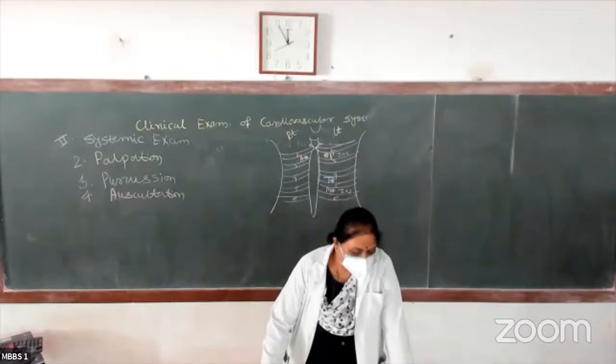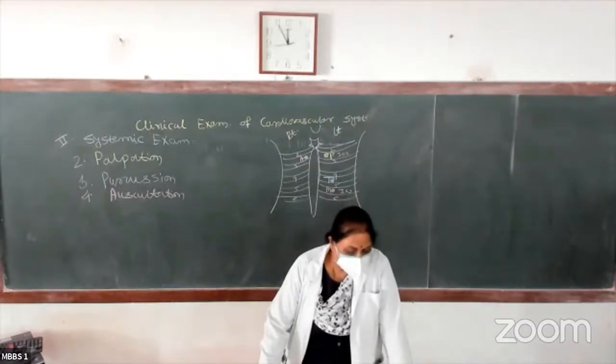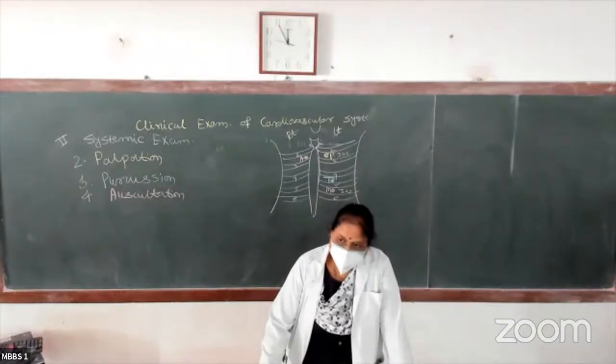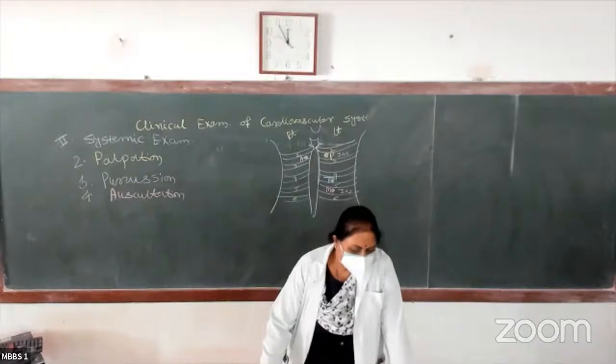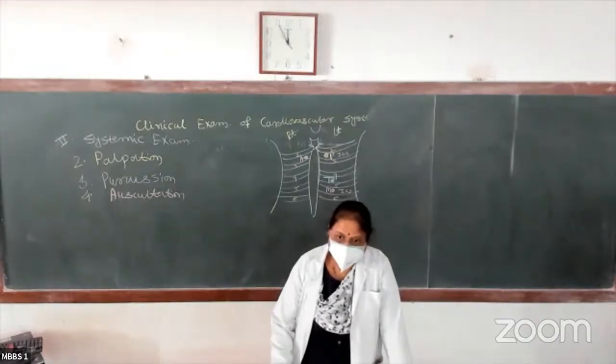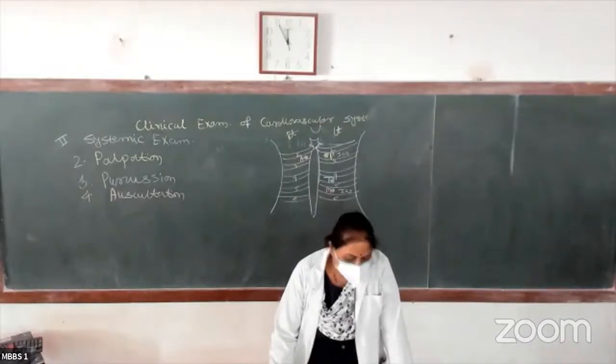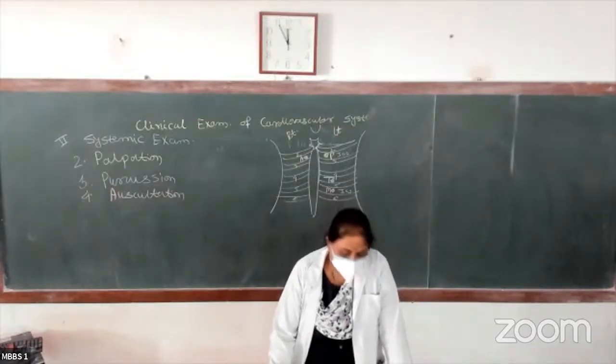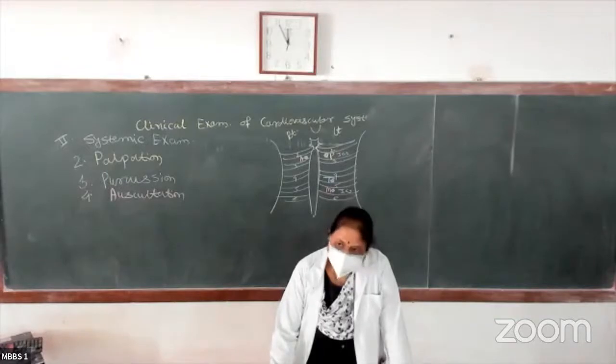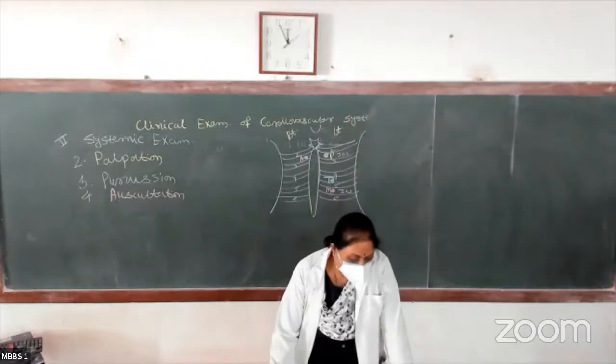Systemic examination. First, inspection. Chest wall, symmetrical or asymmetrical. Second, precordium, bulging or retraction. Apex beat, seen, not seen. Only write this much for the inspection. Then pulsations: pulsation at the suprasternal notch, pulsations at the epigastric area, pulsations at the carotid area, at the neck. Neck veins, distended or not distended.